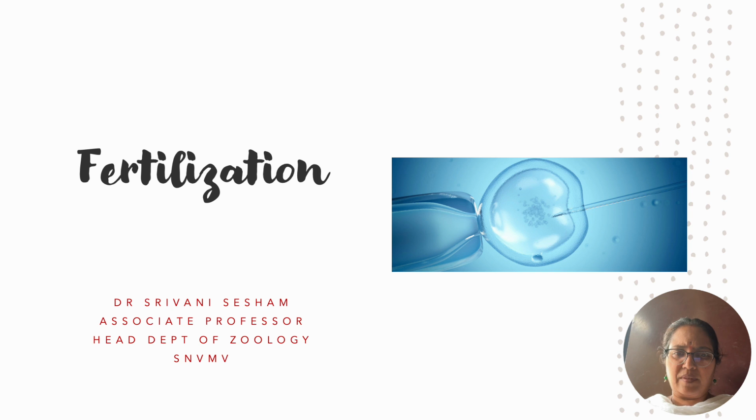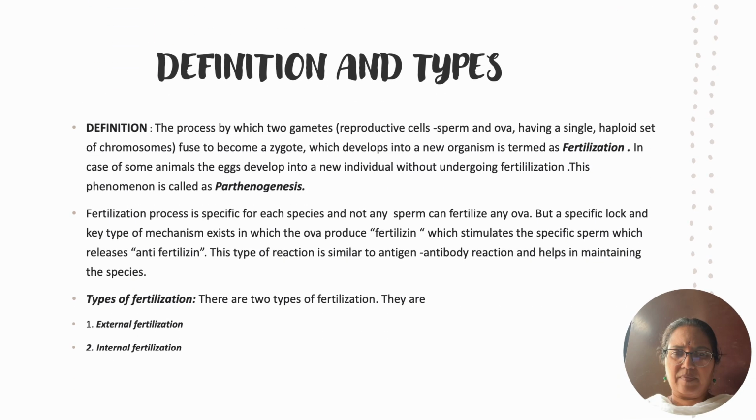Fertilization. The process by which two gametes or reproductive cells, sperm and ova, having a single haploid set of chromosomes, fuse to become a zygote which develops into a new organism is called fertilization.